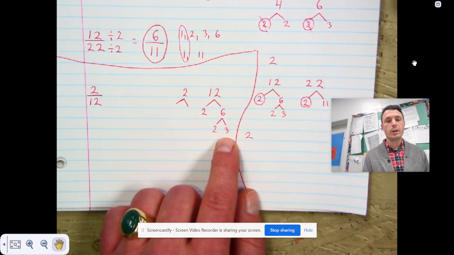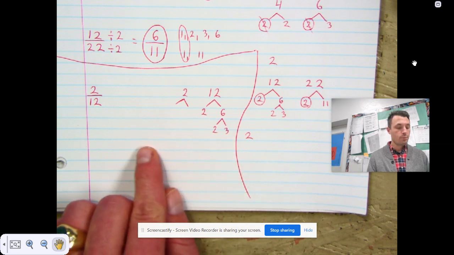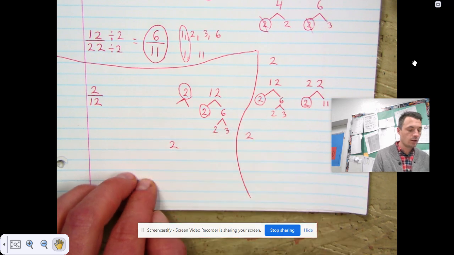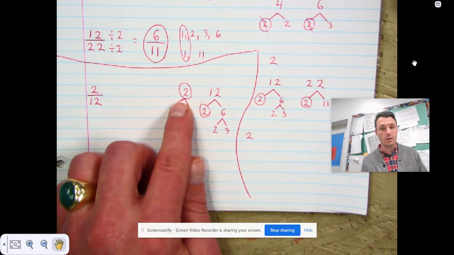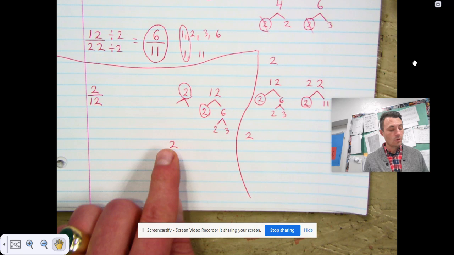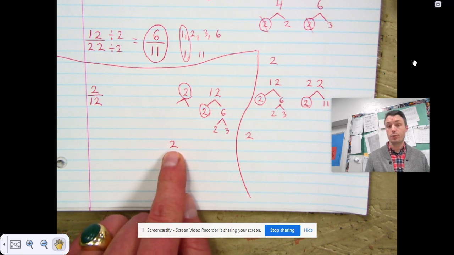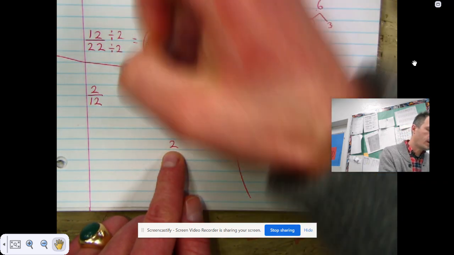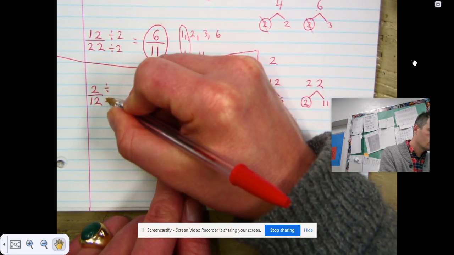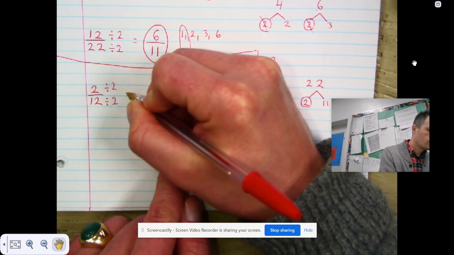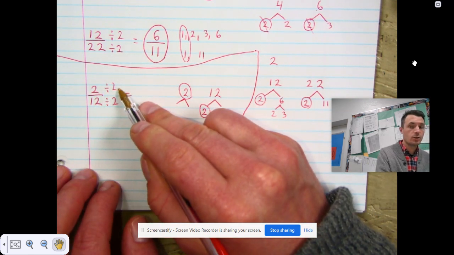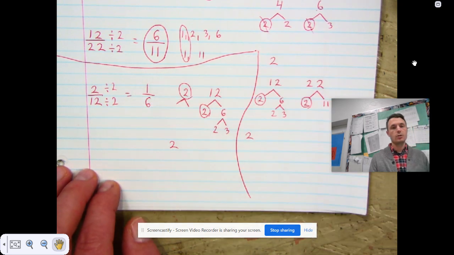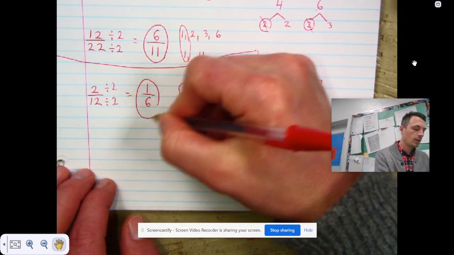Now, wherever there's a number in both lists, we put it down here. So we have a 2 here and a 2 here. So we put 1, 2 here. There's nothing else in common because this only has one number. So the greatest common factor is 2. And the second step is we divide the numerator and denominator by 2. So 2 divided by 2 is 1, and 12 divided by 2 is 6. So 2/12 written in simplest form is 1/6.